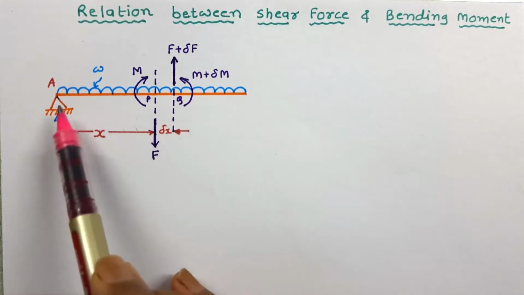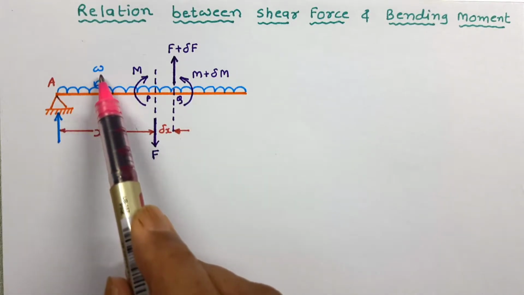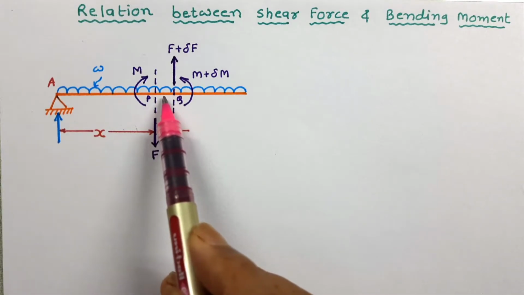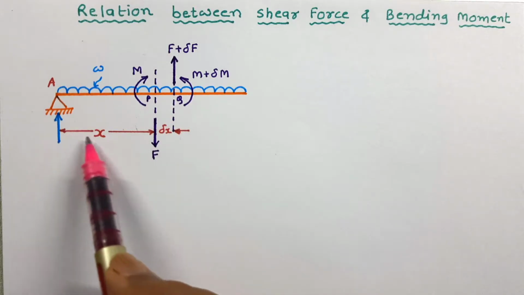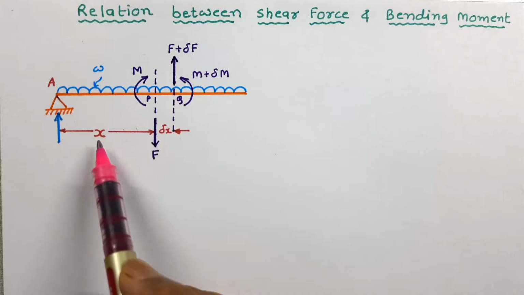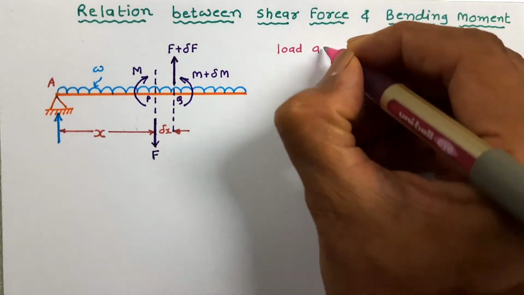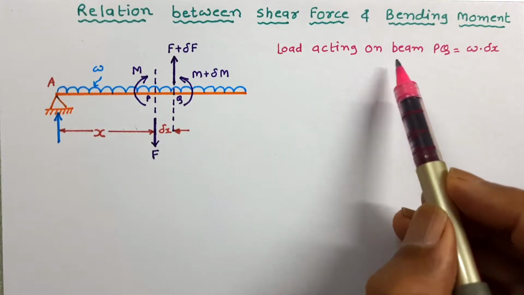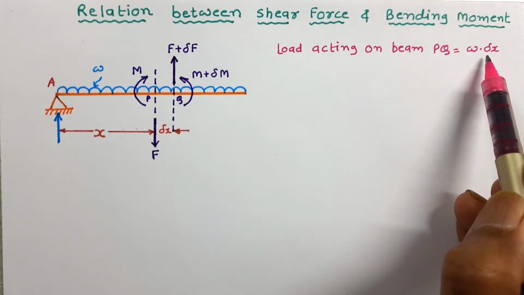So here in this figure, a beam is given to us. This beam is subjected to UDL w kilonewton per meter. Now let us consider a small portion PQ of the beam which has length del x, and this portion is x distance away from the support. Now let us work out the load acting on this portion PQ. So the load acting on this beam PQ is equal to rate of loading into length. So it will be w into del x.